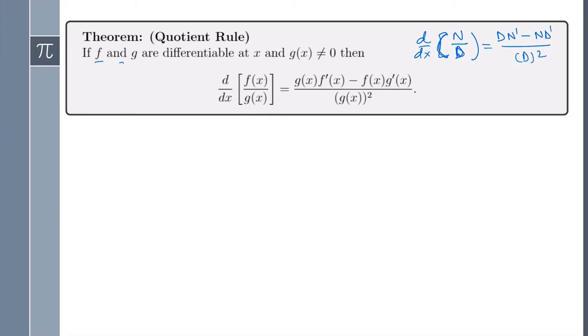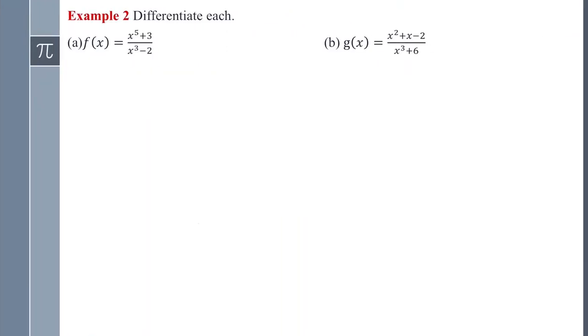And one important thing here, the order matters because we have the negative sign. In the product rule, the order does not matter, but here the order matters. So we really have to be careful with that, okay? Now let's look at an example.